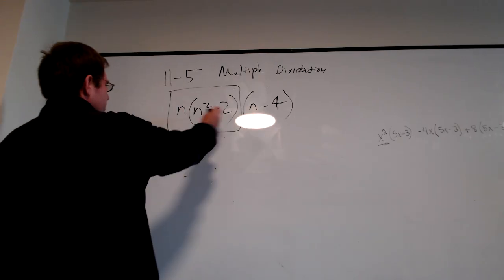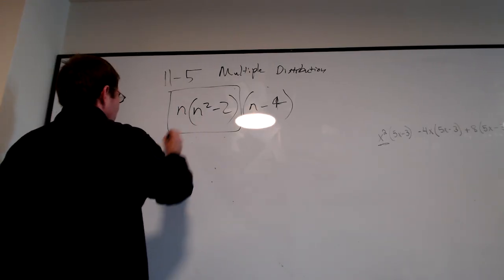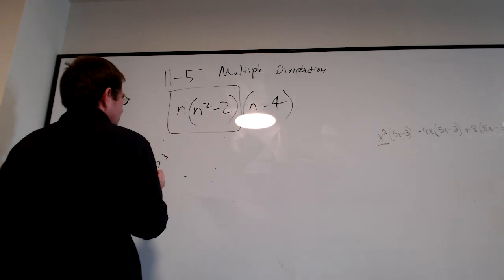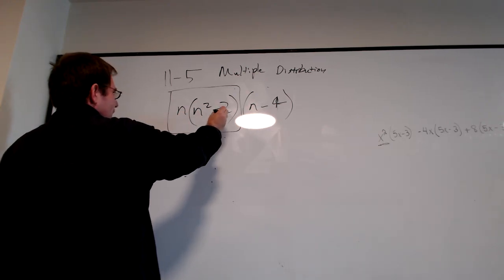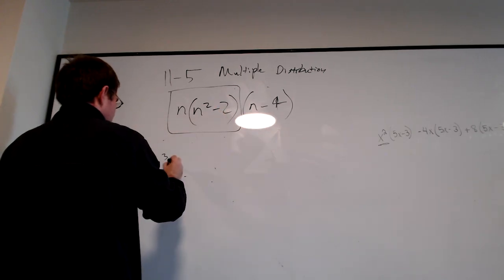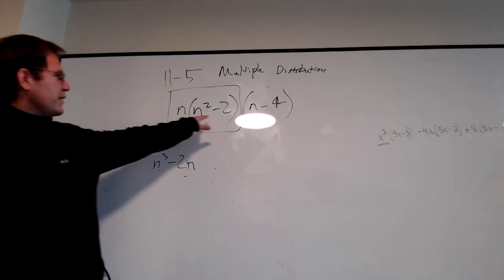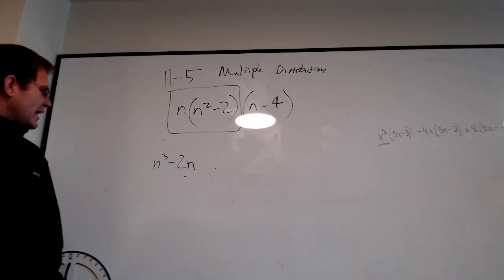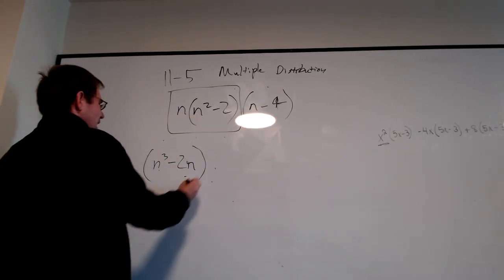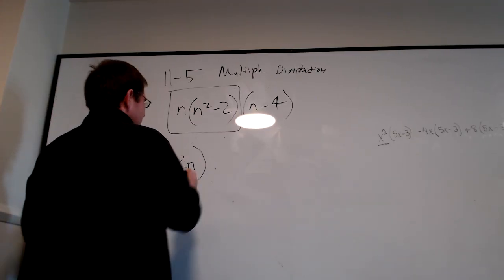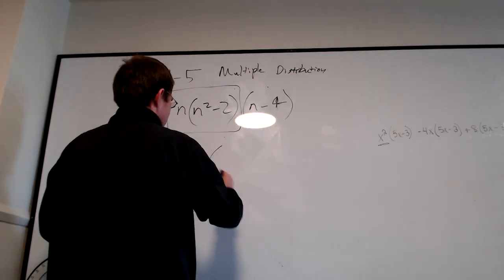Okay, so let's just do this methodically here. So we would have n times n squared, so that's n to the third, right? Okay, then we have n times 2, so that's minus 2n. Okay, so that's what we got for this first portion. Now we take that first portion and we do basically the same thing we just did on the other problems.